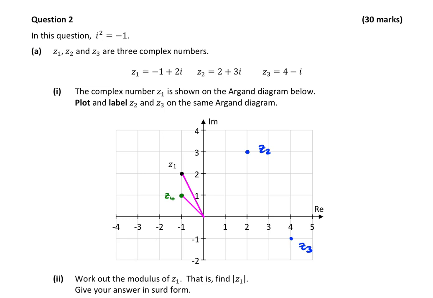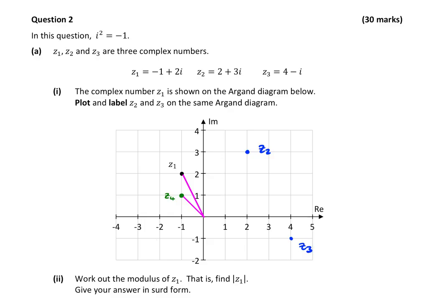Question 2. In this question, i squared is equal to -1. Z1, Z2 and Z3 are three complex numbers. Z1 is equal to -1 plus 2i. Z2 is equal to 2 plus 3i. Z3 is equal to 4 minus i. The complex number Z1 is shown in the Argand diagram below. Plot and label Z2, Z3 on the same Argand diagram.